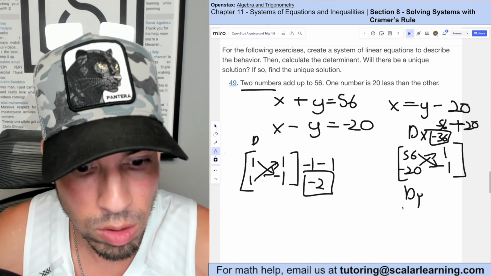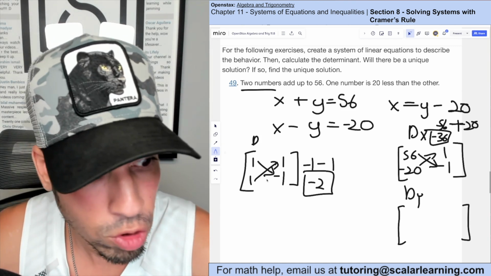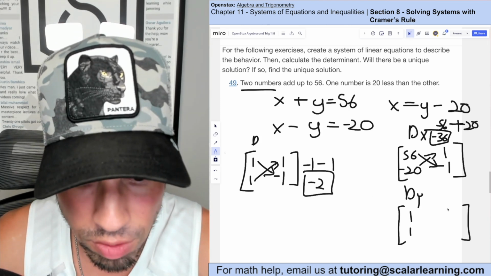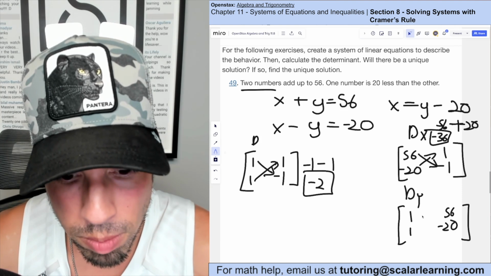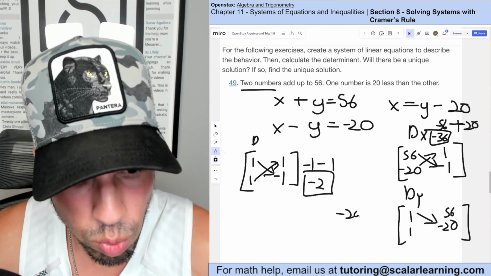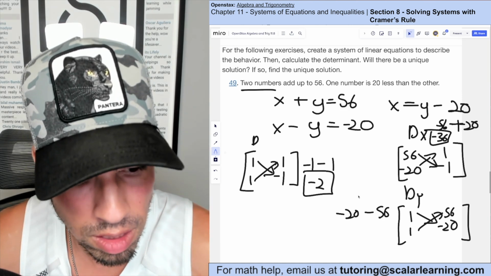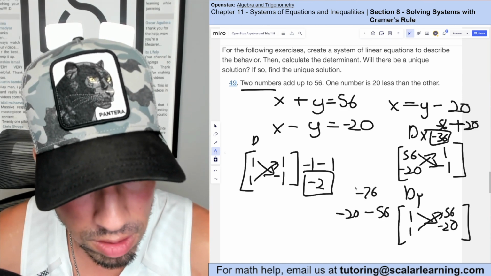And now let's do dy. For dy, we leave the x coefficients, the 1 and the 1, alone, and we replace the y's with the 56 and negative 20. Then to get the determinant, we take the product of that, which is negative 20, minus the product of this, which is 56. And that's going to give us negative 76 for dy.